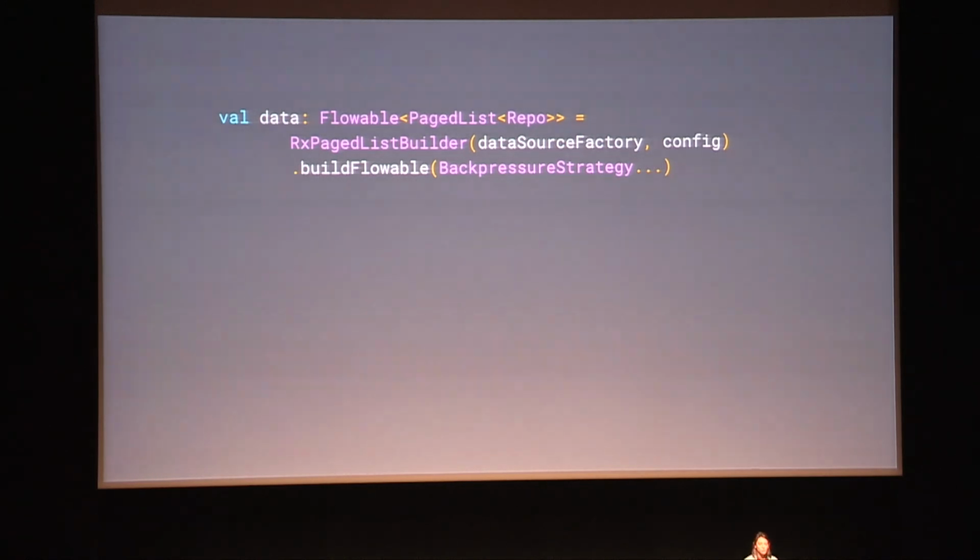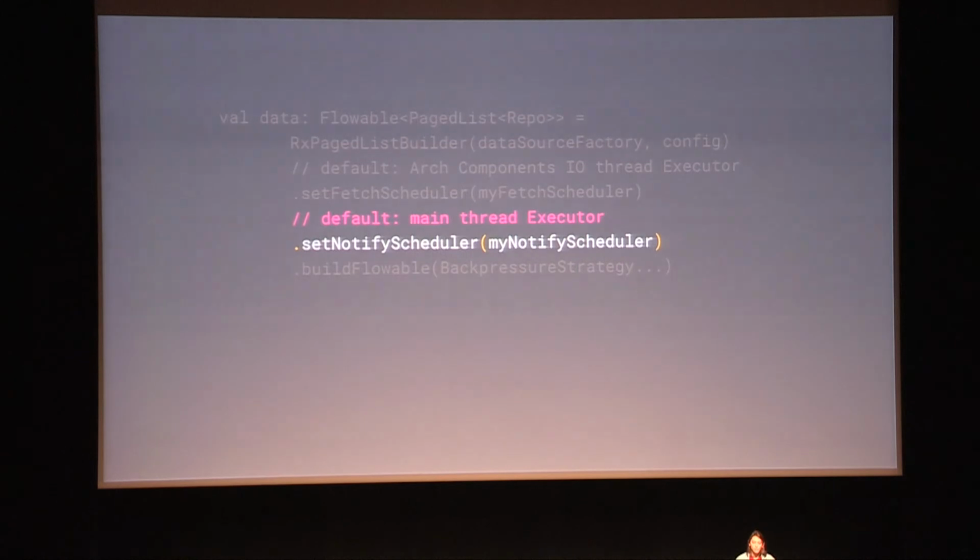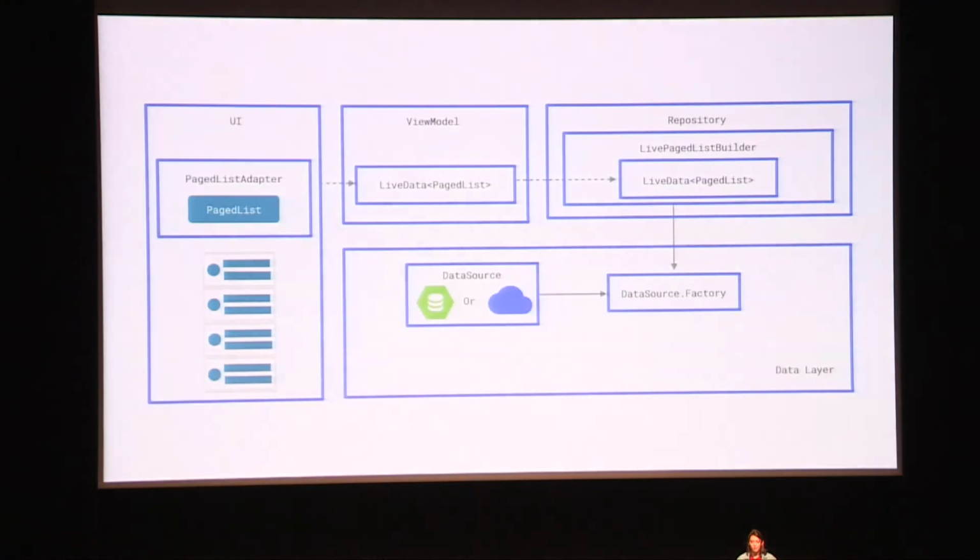The Rx page list builder gives you a bit more flexibility, because also you can set the default fetch scheduler. You can set the fetch scheduler, and by default, the architecture components will use the IO thread executor. So it will use actually the same type of executor that is used for live data. And the notify scheduler, which by default is the same mechanism as for live data, the main thread executor.